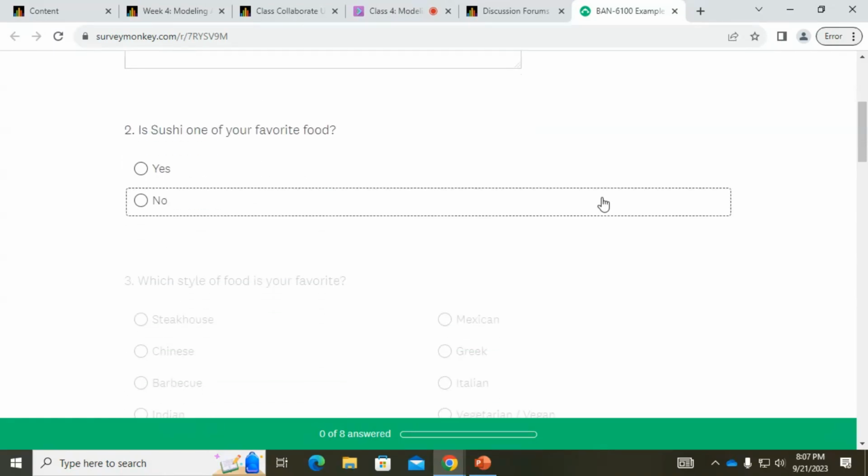So another type: is sushi one of your favorite foods? Yes or no? So what type of data is this? This is going to be quantitative data, because we have a yes or a no. It is quantitative, however, it is also categorical, because we have two categories. It's either a yes or a no. So we would have to dummy code this into a 1 and a 0, something like that. Yeah, it's binomial, and work with it from there.